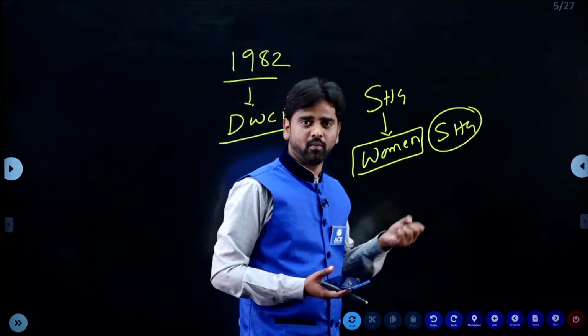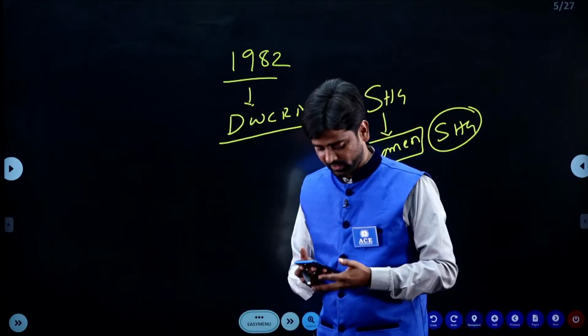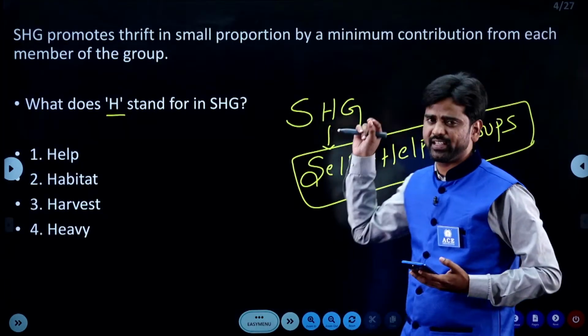Combined together, they can do some small business and come out of poverty. That is the main intention of the government, guys. Okay, so SHG, it's a very simple question.